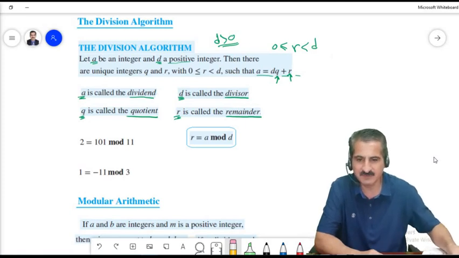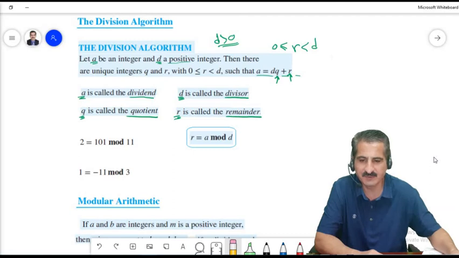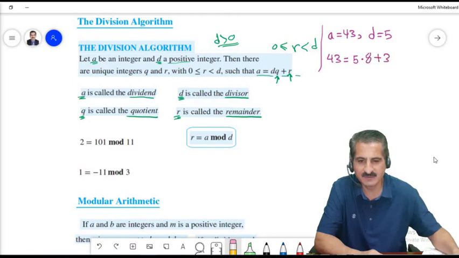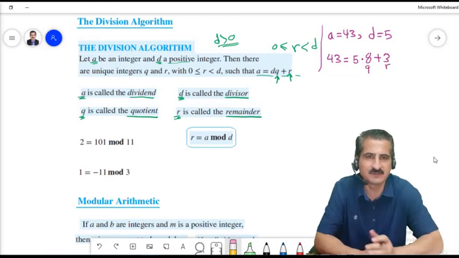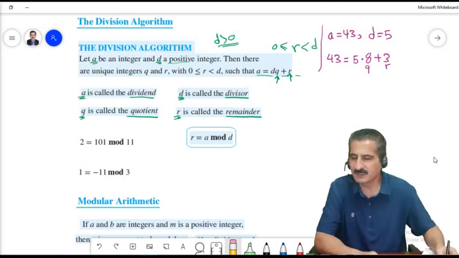If we want to divide 43, let A be 43, and let D equal 5. Then simply 43 equals 5 times 8 plus 3. So this is Q, this is R. I just use long division. Let me do it again, but I will choose a negative number for A.